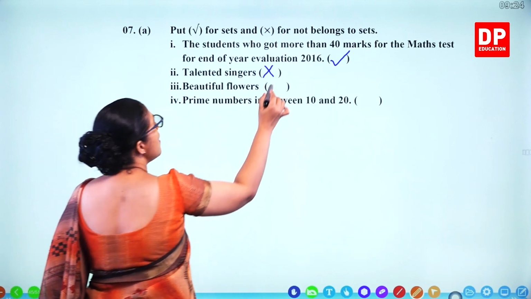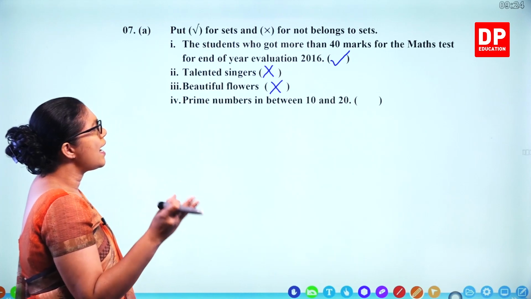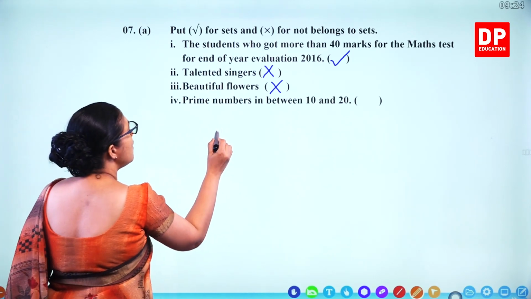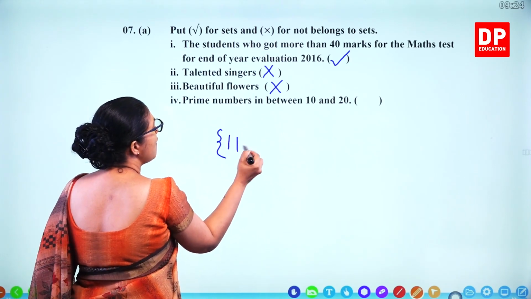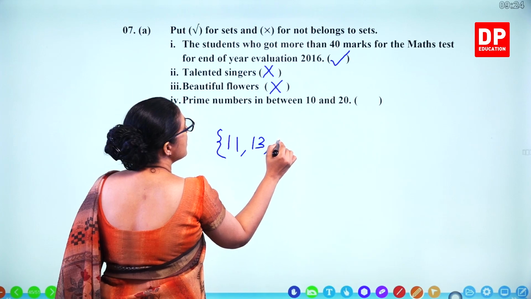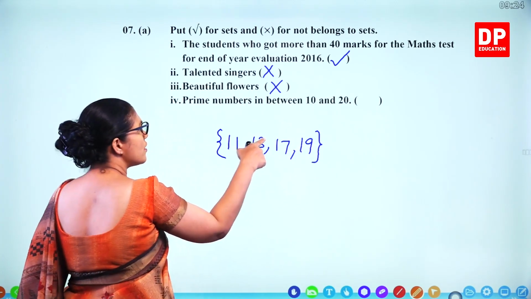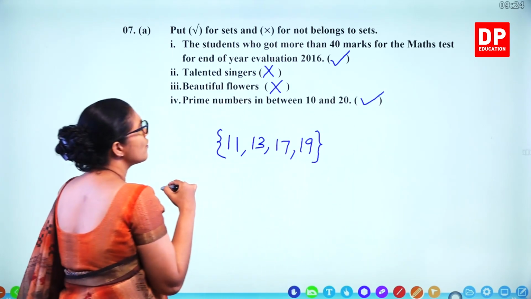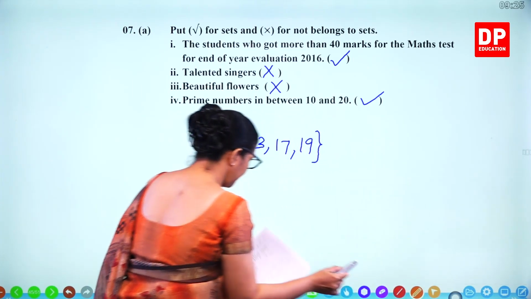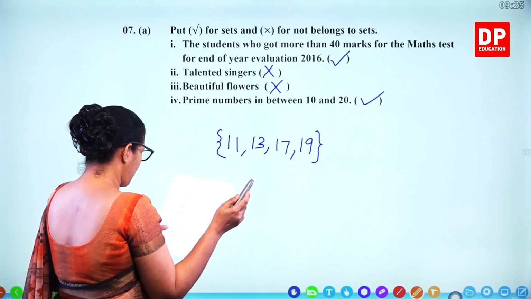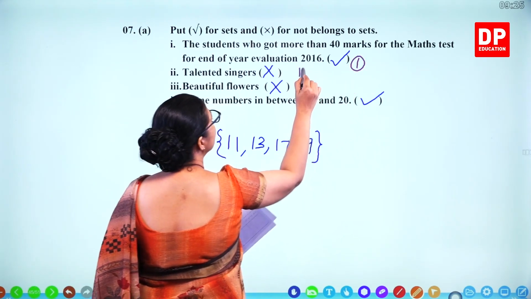Beautiful flowers. We don't know how to group them. Prime numbers in between 10 and 20. Yes, we can. We know that. What are the prime numbers between 10 and 20? 11, 13, 17, 19. Those are prime numbers. So we can identify the set. So that's correct. So let's give marks. Four marks, 1 each.